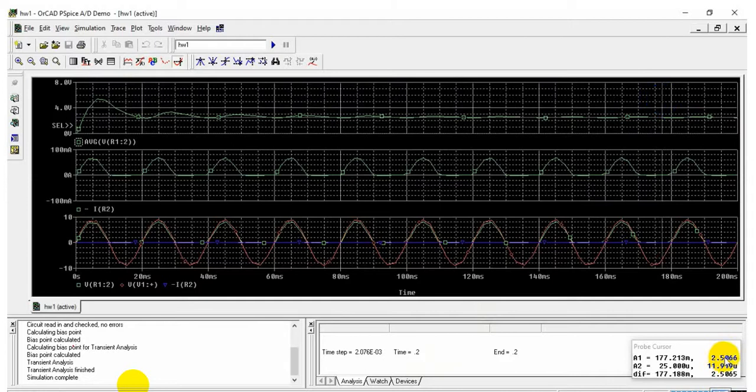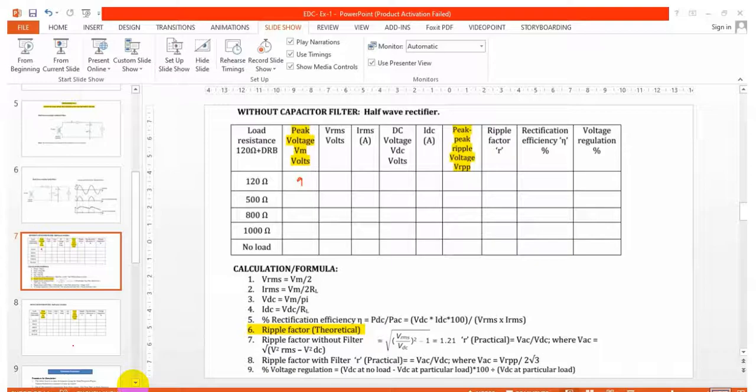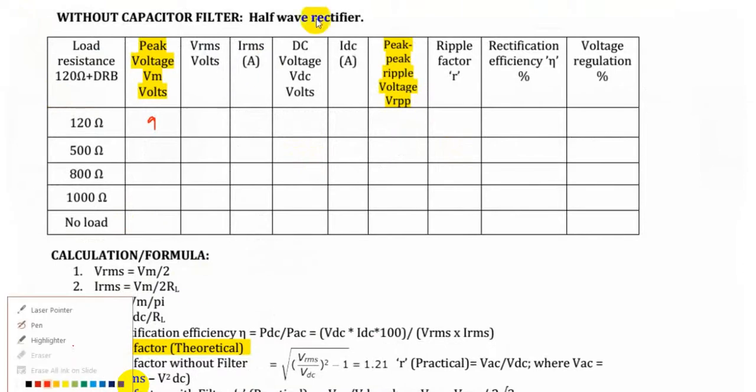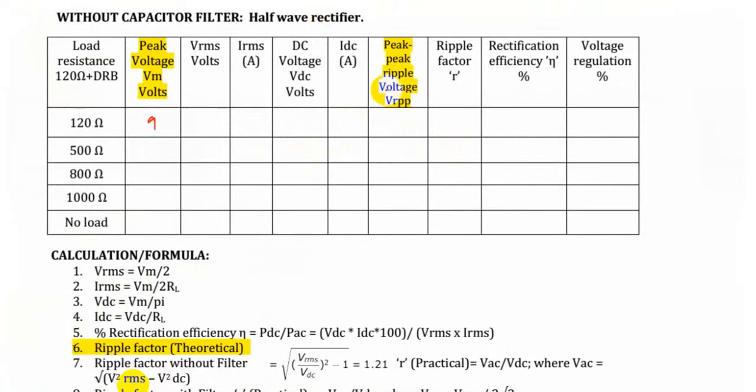So this will be my VDC, average DC voltage. Okay, so on this slide you note down the VDC value. Okay, average value where it is settled. So 2.5 volt we can note down.